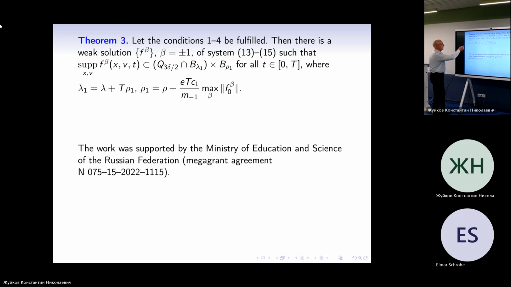Let conditions 1 be fulfilled. Then there is a weak solution F beta for system 13-15, which is equivalent to the Vlasov-Poisson system in a long cylinder, such that supports belong to this set. This is the main part of this result. It will be at a distance not greater than 3 delta L2. And of course, balls in which we have modulus of space coordinates and velocities will be greater, but still fine.